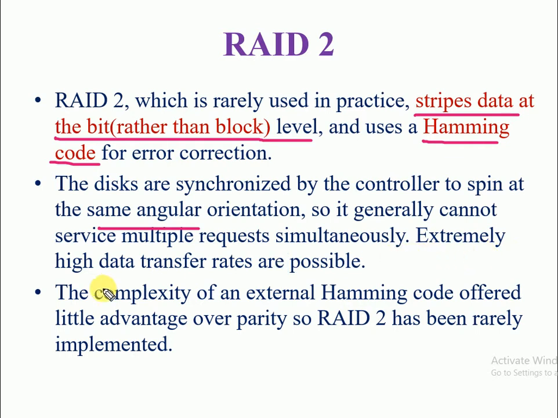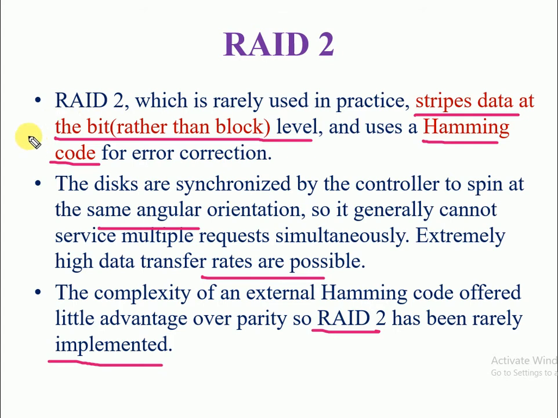Also, extremely high data transfer rates are possible in the case of RAID 2 architecture. So multiple simultaneous requests are not possible, but for transferring a huge amount of data we can utilize RAID 2 architecture. Now, the complexity of an external Hamming code offered only a little advantage. We are using a Hamming code for some additional advantage, but it provides only a little. That is the reason why RAID 2 is very rarely implemented.